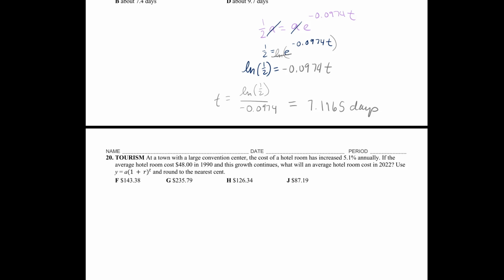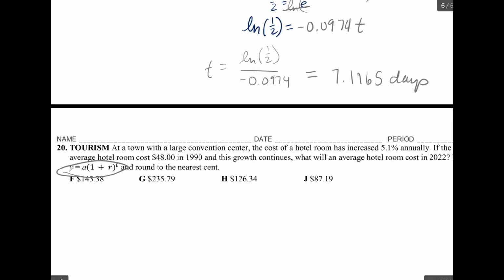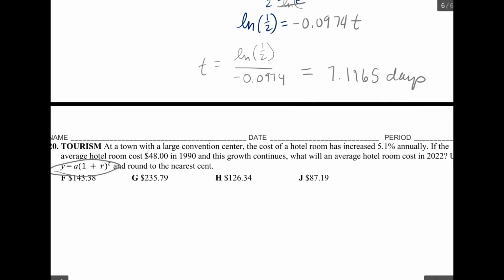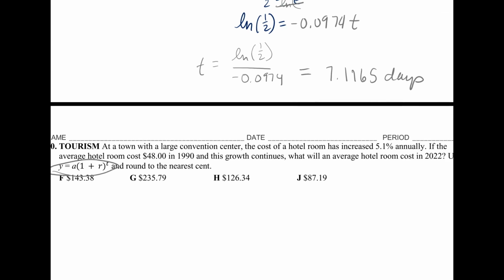At a town with a large convention center, the cost of a hotel room has increased 5.1% annually. The average hotel costs $48 in 1990 and growth continues. What will the average hotel room cost in 2022? So I told you what to use. All right. So 5.1 is my rate, so it's going to be 0.051. Converting from percent to decimal, you move the decimal place over by 2.